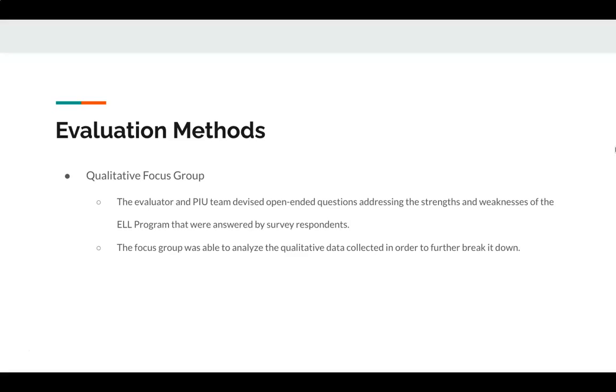Now, on the qualitative side of things, and with the focus group as well, that is where we wanted to address the strengths and weaknesses of the ELL program, and that was provided through the survey respondents' answers, and we were able to further break down that data with the focus group.